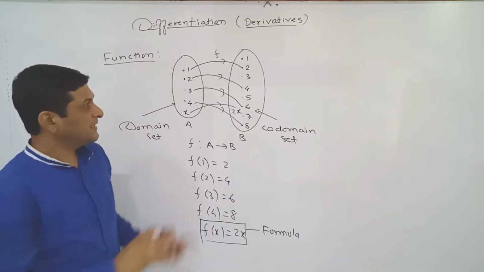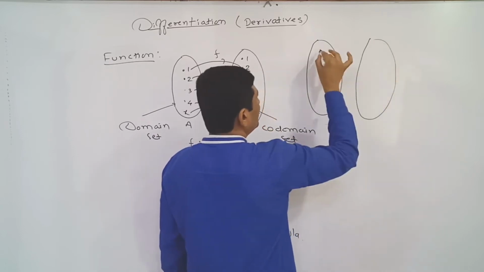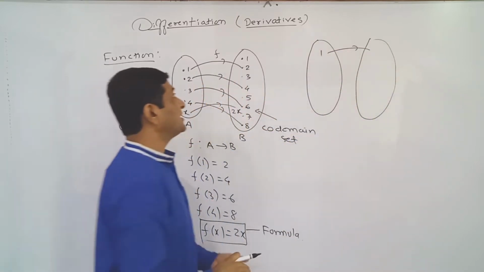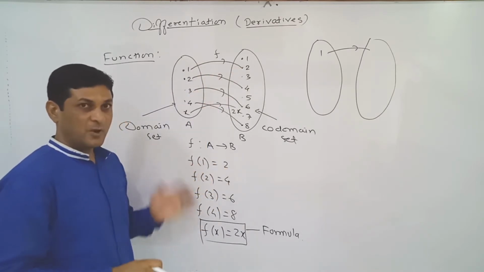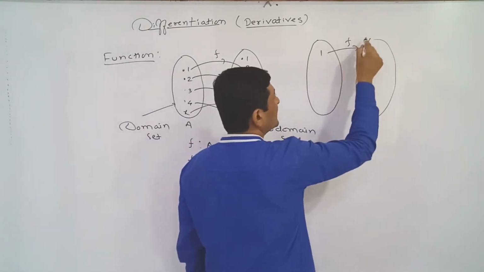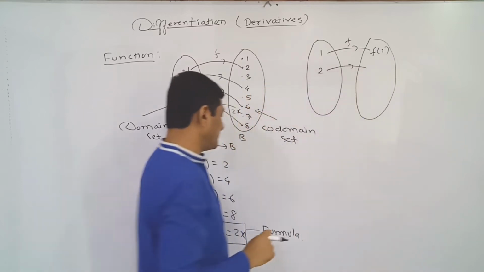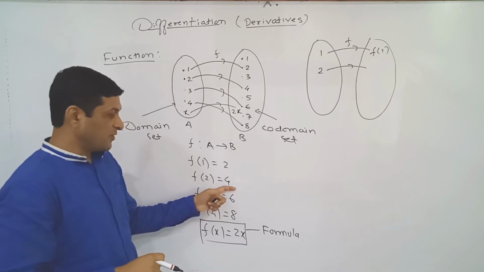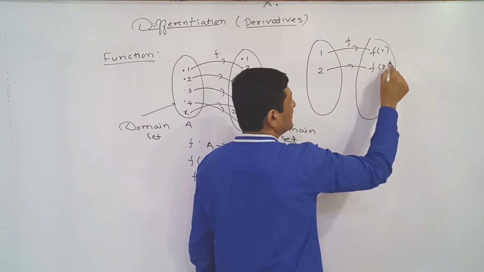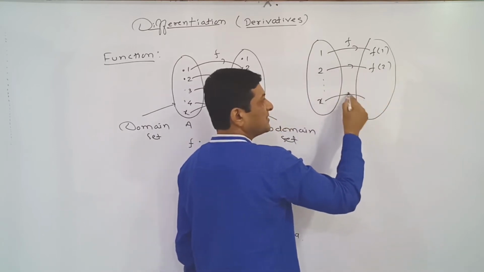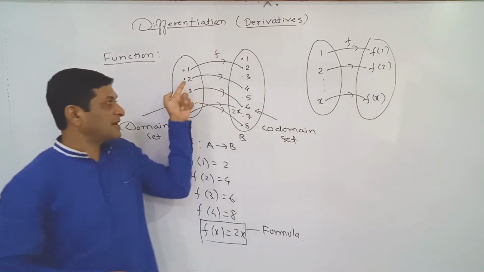Okay. Now, let us consider the same example here. Now, 1 is related with what? 2. But 2 we have denoted by what? f of 1. It means the image of 1 under the function f is denoted by f of 1. In the same way, what is the image of 2? Image of 2 is 4. But 4 means what? f of 2. So we can say that the image of 2 under the function f is f of 2. In the same way, the image of x under the function f is denoted by f of x.